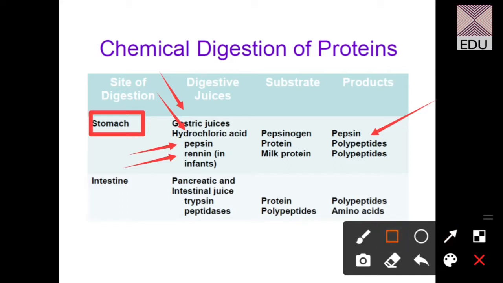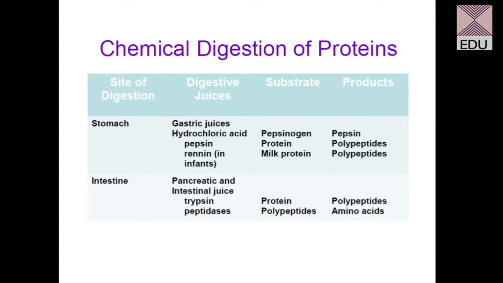But if you see the case of intestine, in this case, the pancreatic and the intestinal juices, they are also containing trypsin, the enzyme, and we have the peptidases. So these peptidases, they are acting upon the polypeptides to convert them into the amino acids. So finally, at the last, we have got some oligopeptides and we have got amino acids. So that is the final chemical digestion in the case of intestine of the proteins.